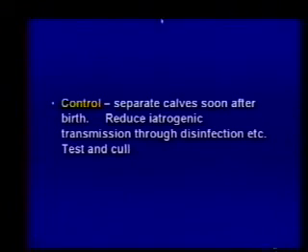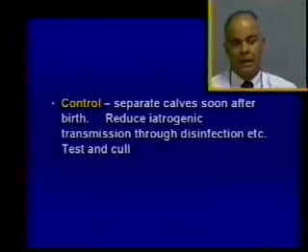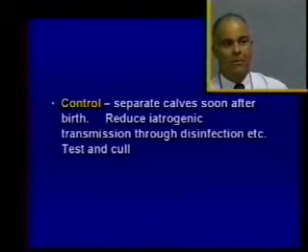How do we control this disease? Basically we want to separate the calf soon after birth from the dam so that it's not transmitted through the colostrum or through the milk. We want to reduce iatrogenic transmission through proper disinfection. We want to change needles that we use for vaccination. We want to change sleeves that we use on rectal palpation.